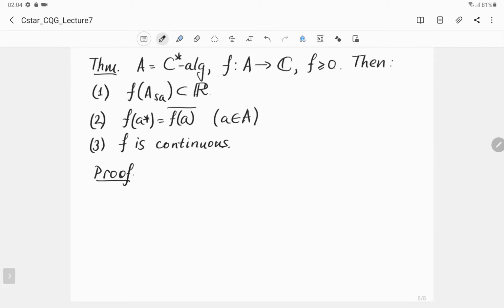Okay, so to prove this result, first of all, we recall that each self-adjoint element is a difference of two positive elements, A plus minus A minus, where A plus and A minus are positive elements. And this completes the proof of part one, because F takes A plus and A minus to non-negative numbers. Part two easily follows from part one.